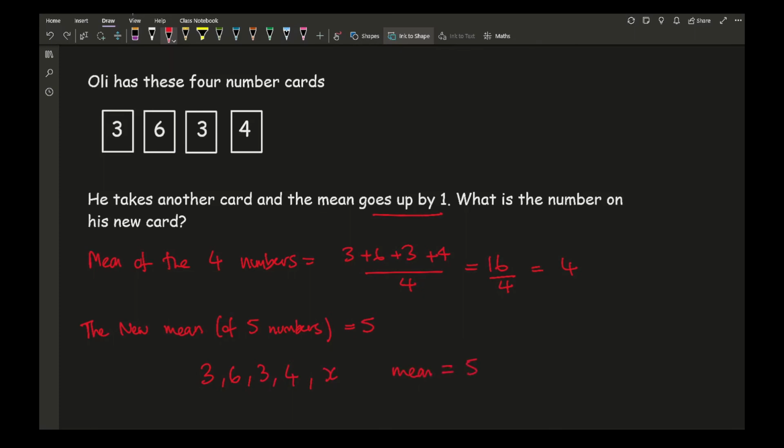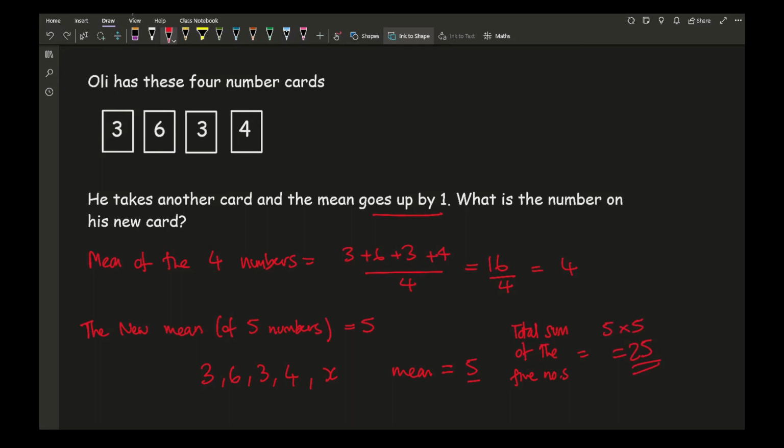This then becomes very similar to the first example of a reverse question that we looked at. Here I've got 5 numbers and the mean is 5. So that means that the total sum of the 5 numbers has got to be the mean times the number of numbers. So that's 5 times 5, which is 25. That's what all of these numbers need to add up to.